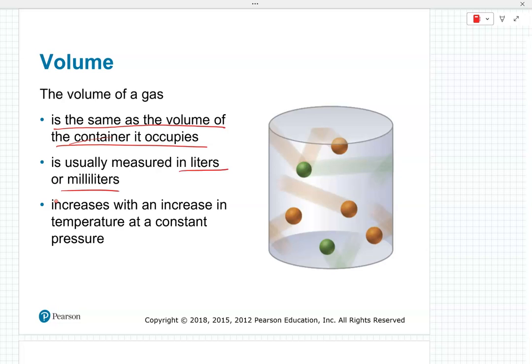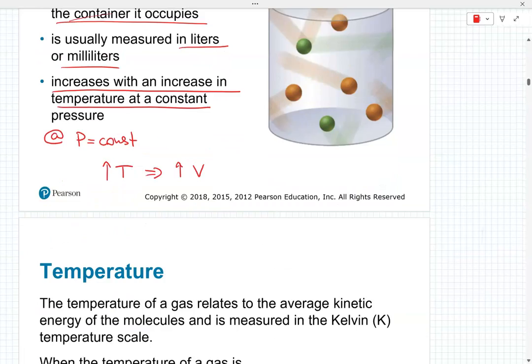Measure it in liters, milliliters. What does that mean? It means that at constant pressure, greater temperature leads to greater volume. Okay? If you have a balloon, put it in the fridge. It's going to shrink, because you decrease the temperature.